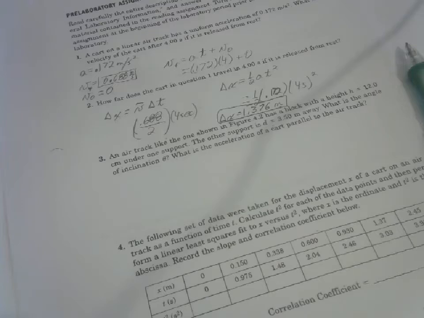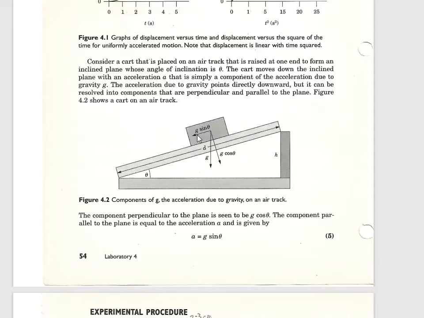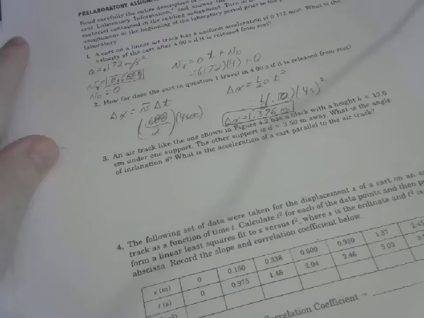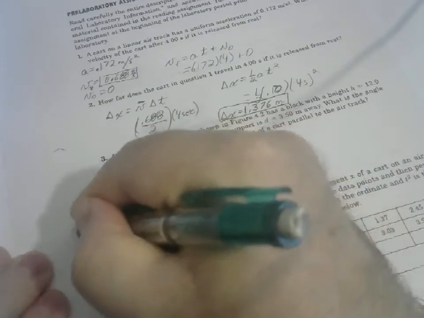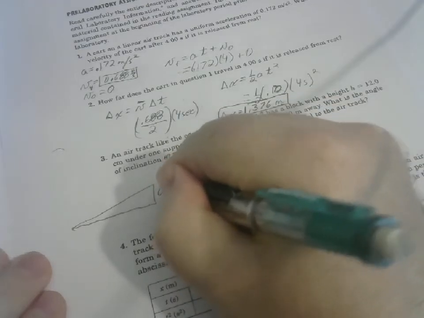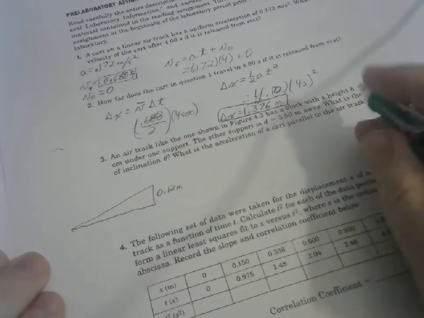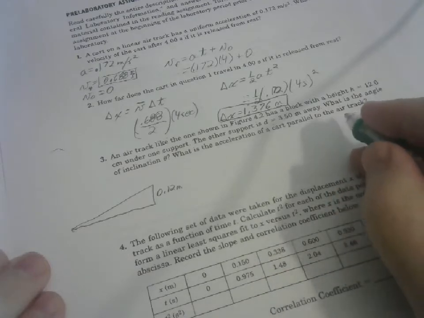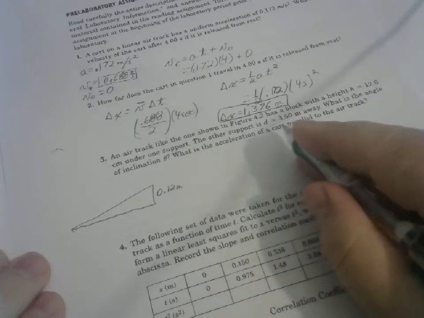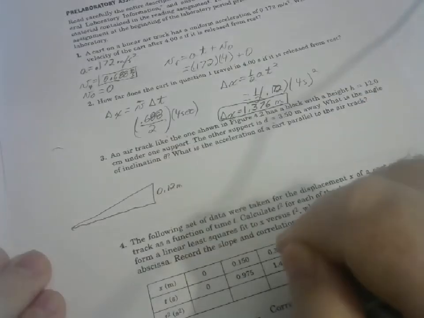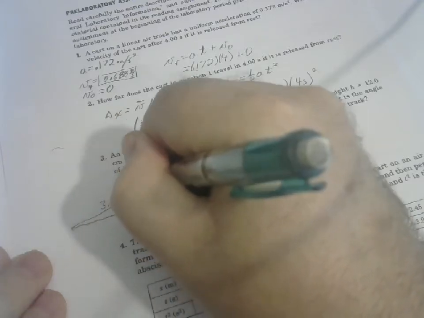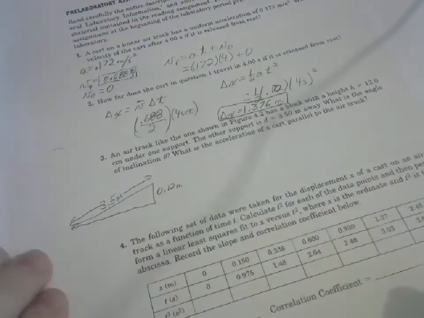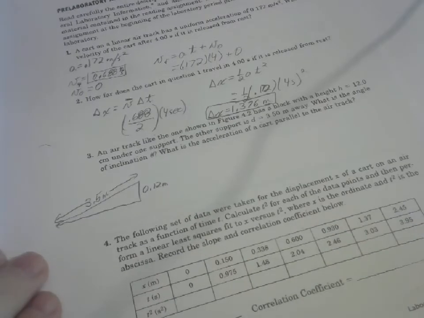Number 3. An air track, like the one shown in figure 4.2, here is figure 4.2, has a block with a height of 12 centimeters or 0.12 meters under one support, and the other support is d equals 3.5 meters away, and that's this distance here along the track. And what is the angle of inclination?